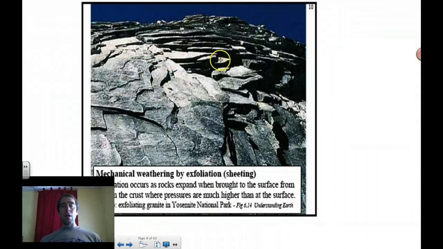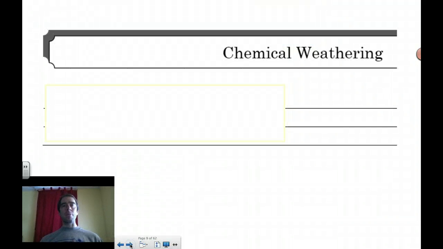We can see it. Here's an example of that type of weathering where these sheets of rocks will break off. That's physical weathering. All the rocks have stayed the same. There's no chemical change that's happened there. So it's just a physical breaking up of the rock.